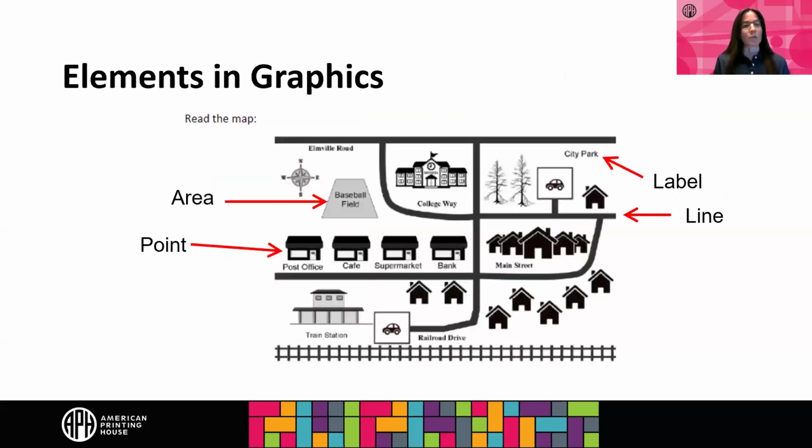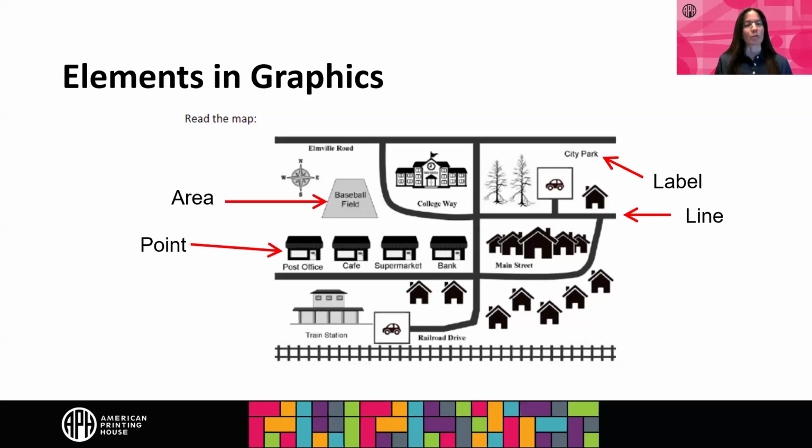A few definitions as we move forward. There are 4 basic elements in graphics, and they're illustrated here in this map. The map shows a small town, and there are 4 different kinds of elements illustrated in it: areas, points, labels, and lines. There's a post office and a cafe and a supermarket and a bank. There's a baseball field and a city park. There's a college and there's a train station. There's also some streets, Railroad Drive and Main Street and College Way, for example, and there's railroad tracks as well.